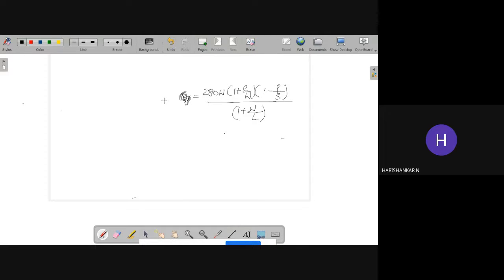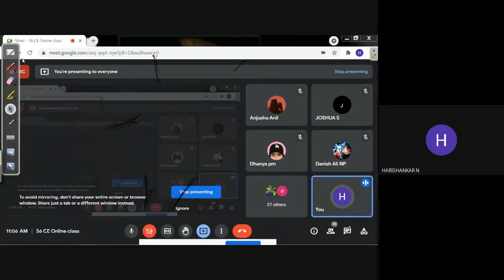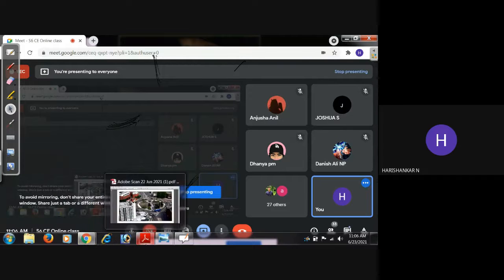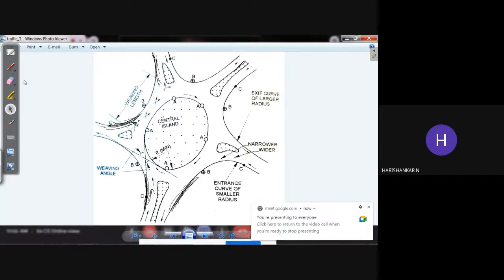So how to find the capacity of a highway? For that purpose, you can use this equation. Here you have to study the meaning of the various terms. The first term is W. W means the width of the weaving section. What is this weaving section? In this figure you can see the weaving section, and the width of the weaving section also you can see from the figure. This much is the width of the weaving section. In this section the weaving occurs, so the width at which the weaving occurs is known as the width of the weaving section.